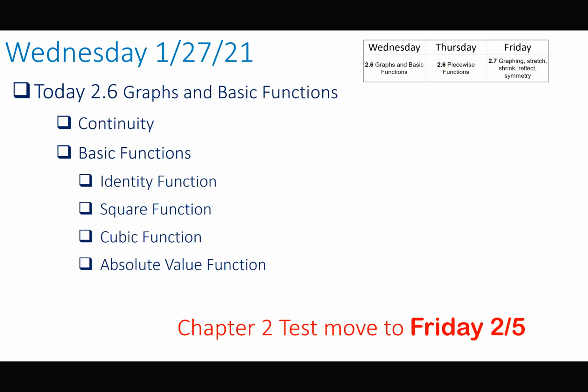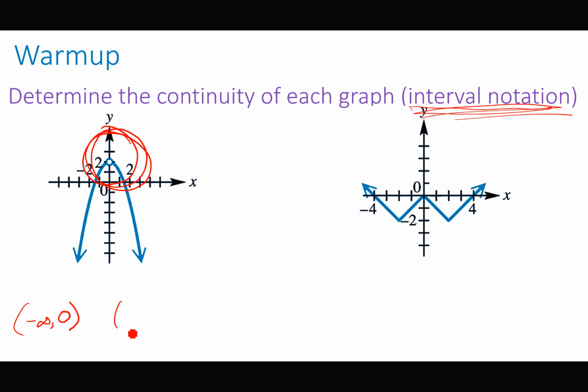But then I also can go from 0 with a parenthesis all the way to +infinity. And because I have 2 intervals, I'm going to connect them with that U symbol, that union, to unite those intervals together. So this function is continuous everywhere except at 0, because I have that open hole there on my curve.